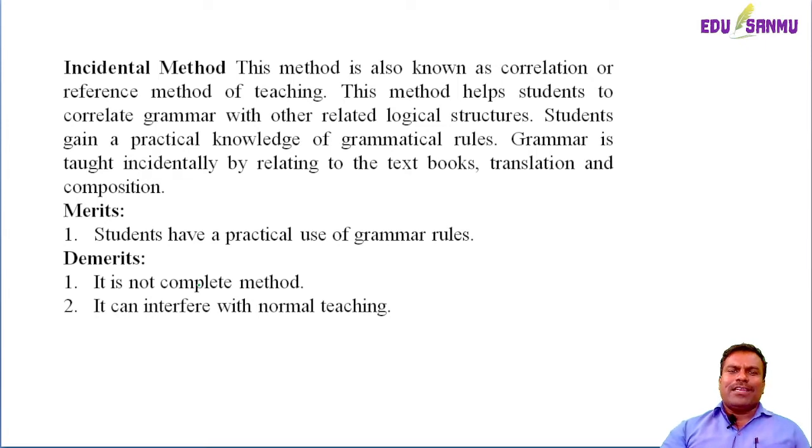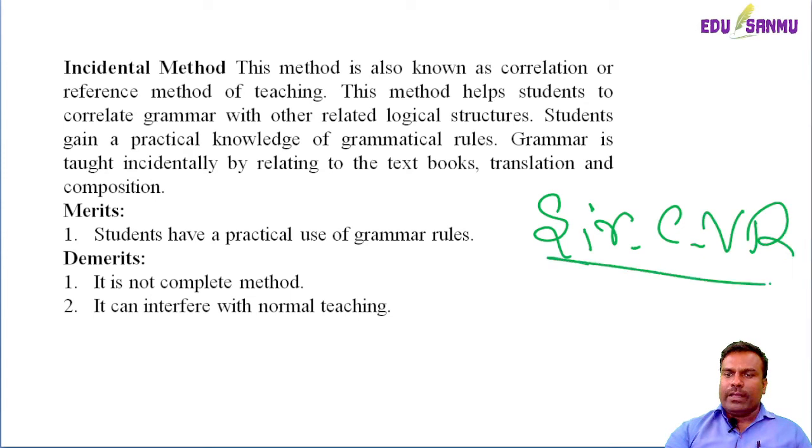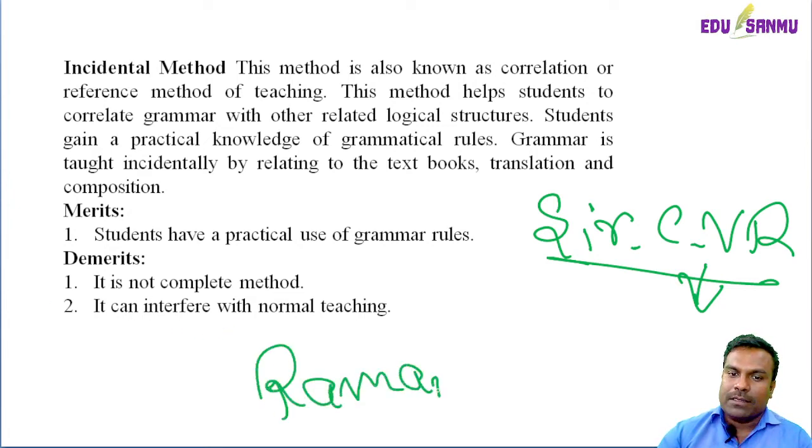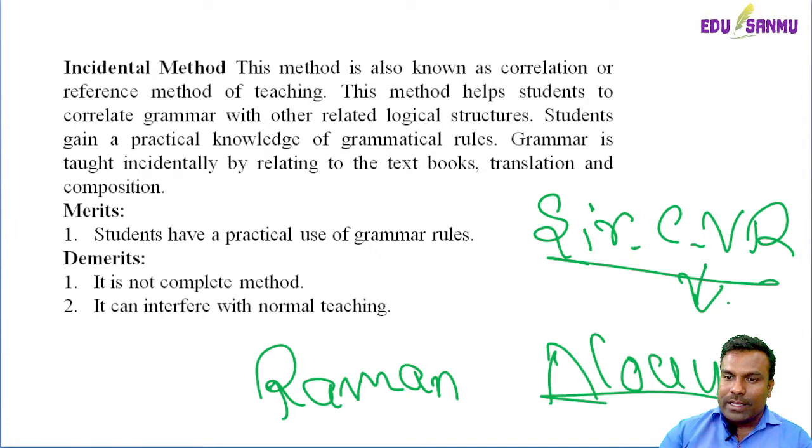So the incidental method is nothing but a correlation method or reference method of teaching. This method helps the students to correlate grammar with other logical structures. Suppose you are going to teach the Sir C.V. Raman lesson. Some student will ask, Sir C.V. Raman, what do you mean by Raman? Raman is the name of a person. Name of a person is nothing but a noun, so now let us study the noun. Okay, so it is the incidental method.